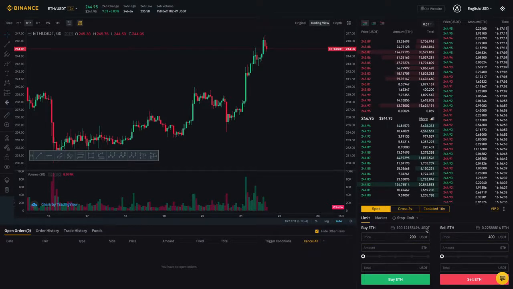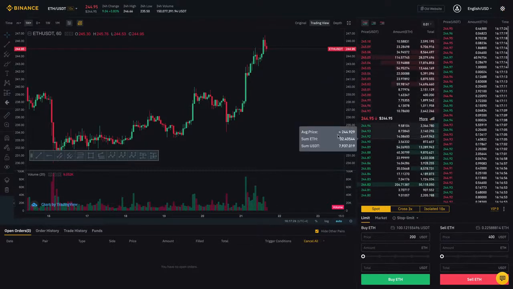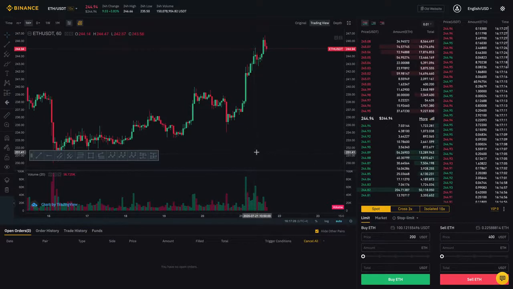Now, if your screen doesn't look like mine, you'll need to go into the settings and then choose whichever layout you want. Right now I'm on full screen and fresh and on dark mode or night mode, so that's why my screen may look different from yours. So I'm going to talk about these things right here and what it all means.